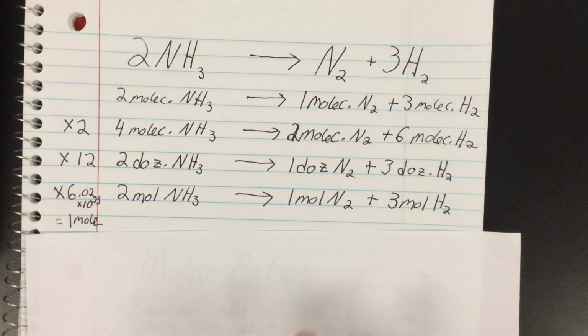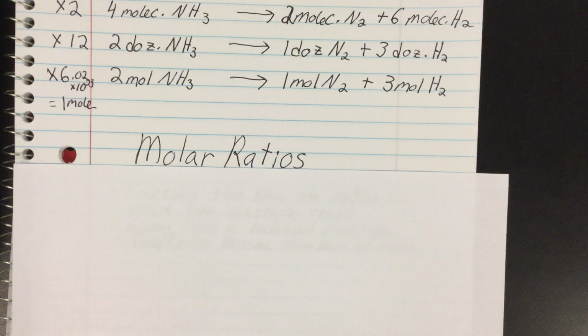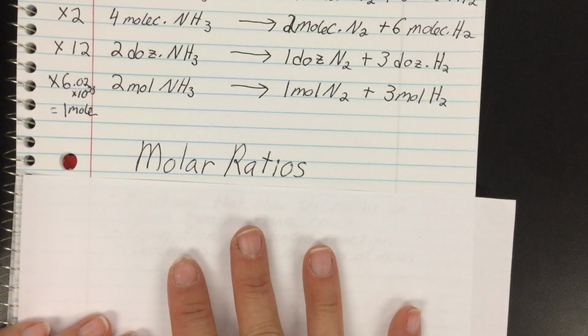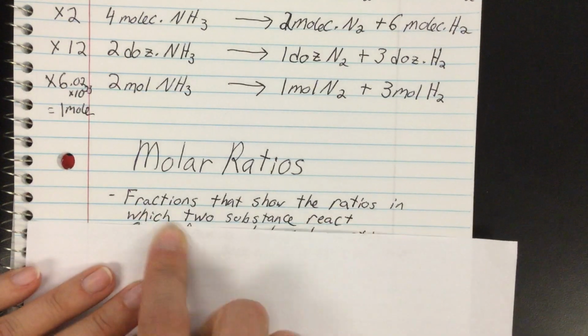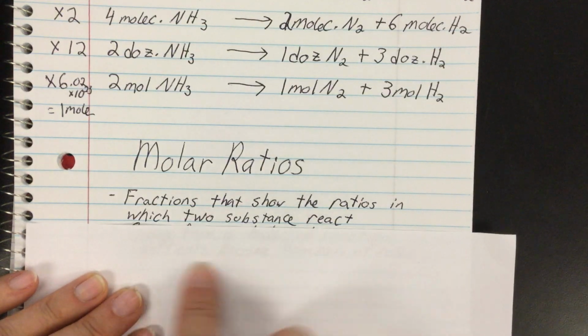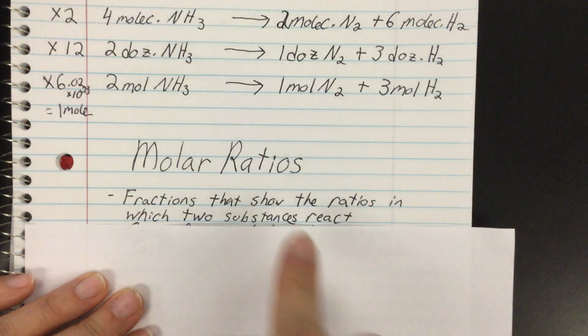Okay, so what do we do with that? Well, the first thing we're going to do with it is create what are called molar ratios, which are exactly what they sound like. I have some definition. It's not great, but it's a definition. For our purposes, molar ratios are going to be fractions that show the ratios in which 2 substances react.